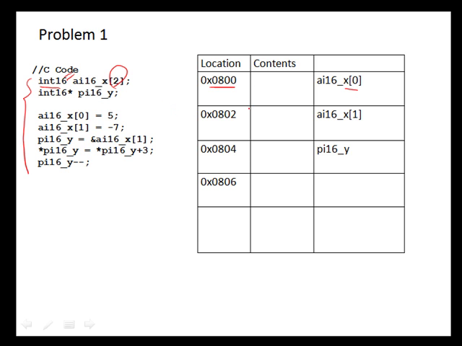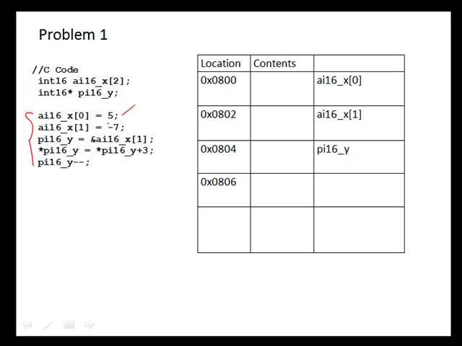So x of 0 is stored at location 800. 802 is going to contain the value x of 1. This line here is going to declare a pointer to a 16-bit signed integer. Recall that all pointers in PIC24 are going to occupy 1 word of memory. So this word right here, 804, is going to contain the value of this pointer variable y. So we now need to begin executing this code.